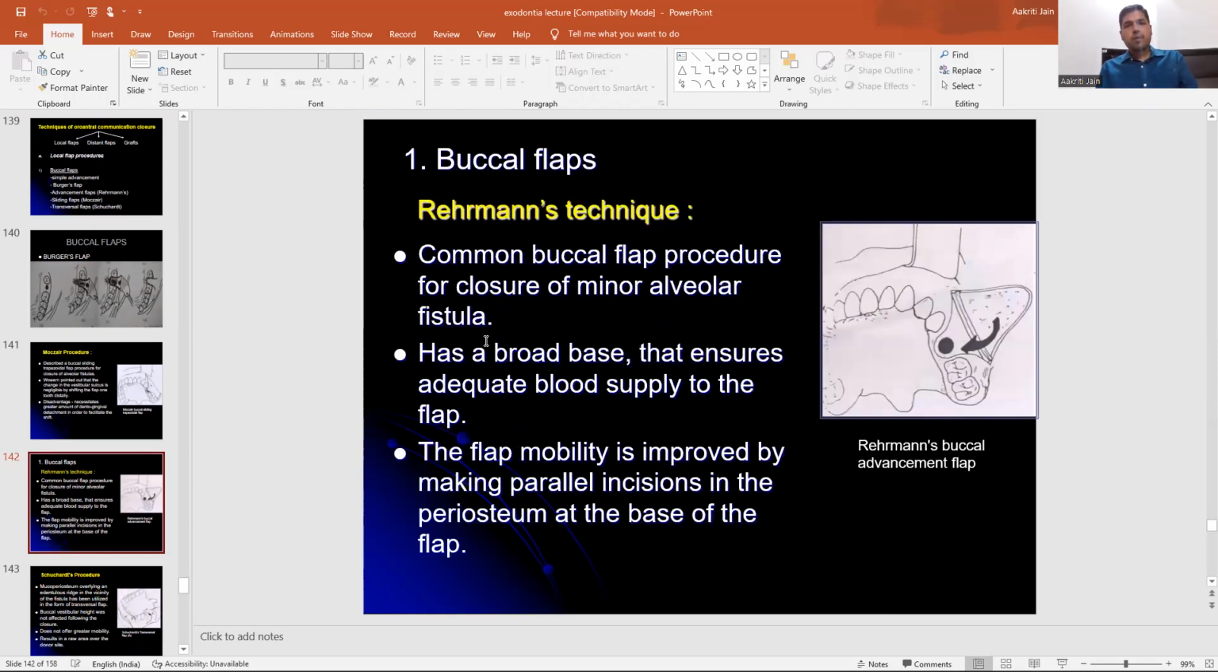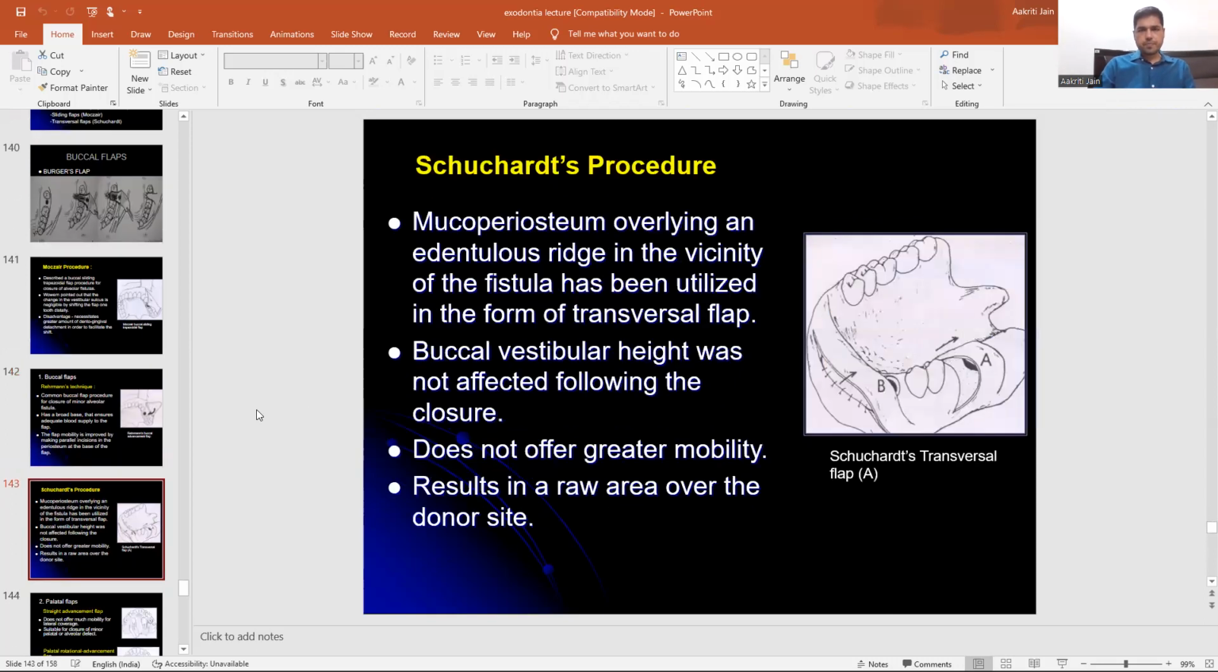Now, the Rehrmann's flap or the buccal flap is a common buccal flap procedure used for closure of a minor alveolar fistula. It has a broad base that ensures adequate blood supply of the flap. This is the broad base. The flap mobility is improved by making parallel incisions in the periosteum at the base of the flap.